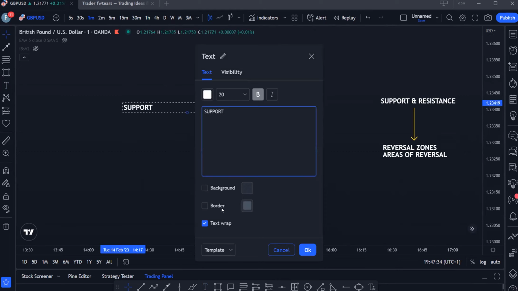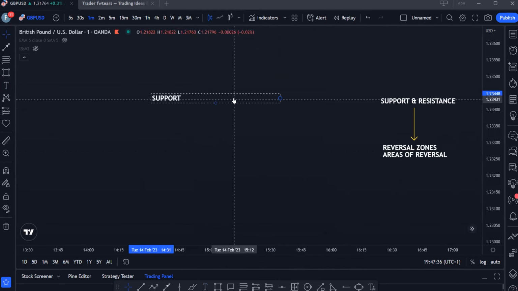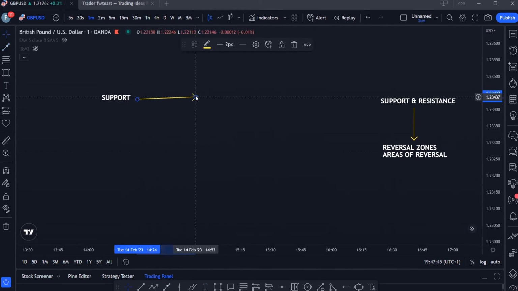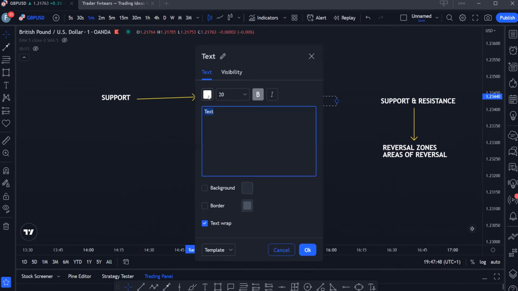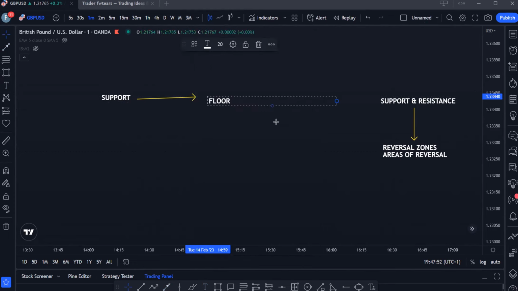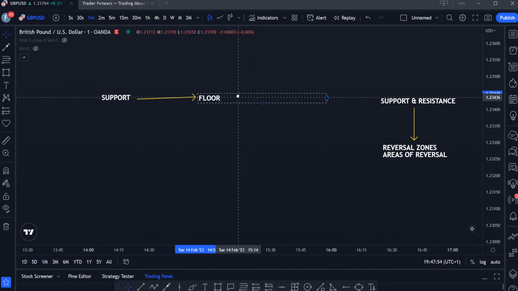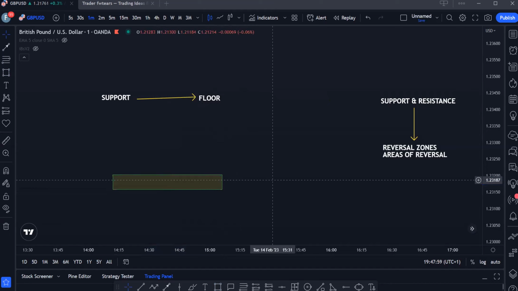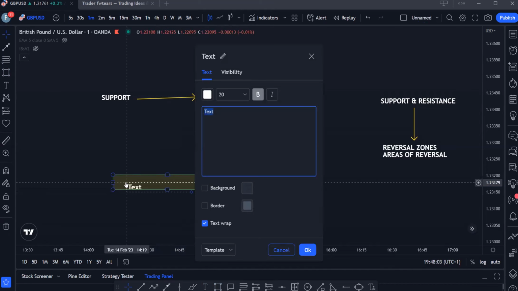Support. All right. So what is support? A support is an area of the market that acts as a floor. Okay, easy way to understand it. A support is an area of the market that acts as a floor. What am I talking about as a floor? Okay, so this is support.